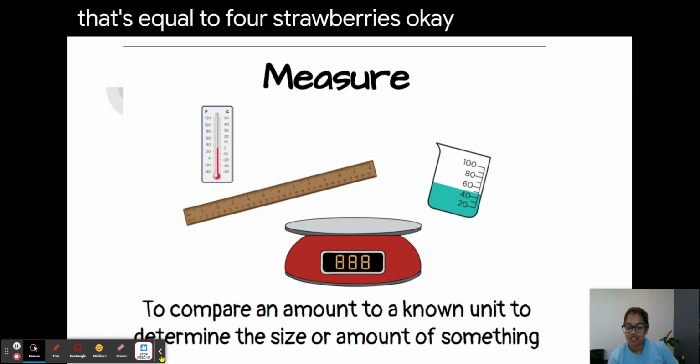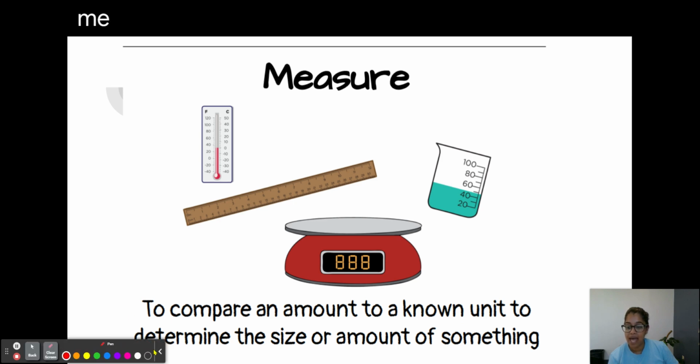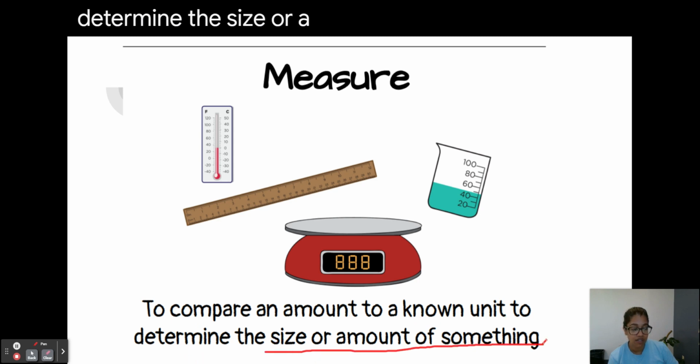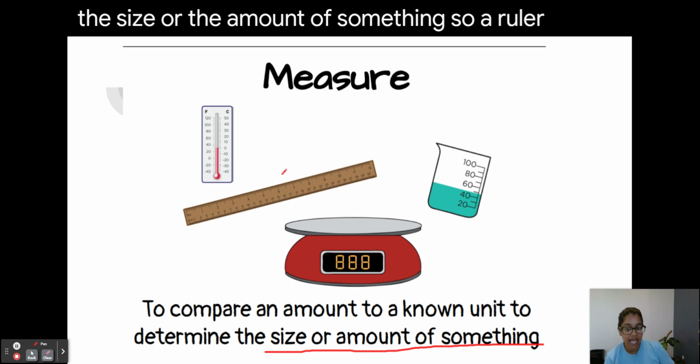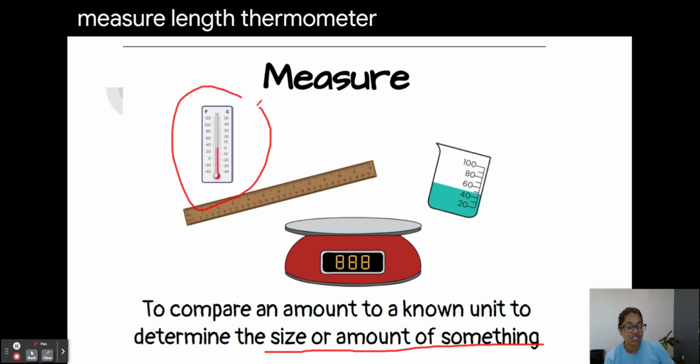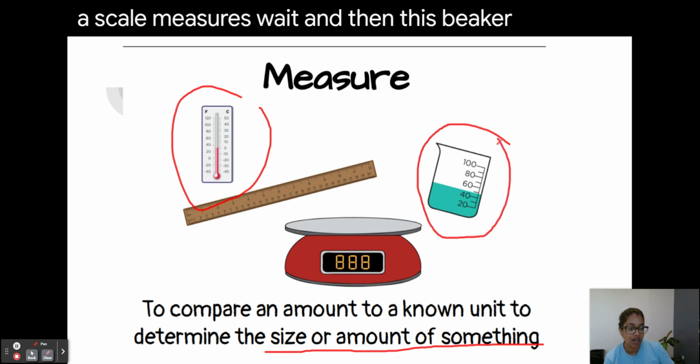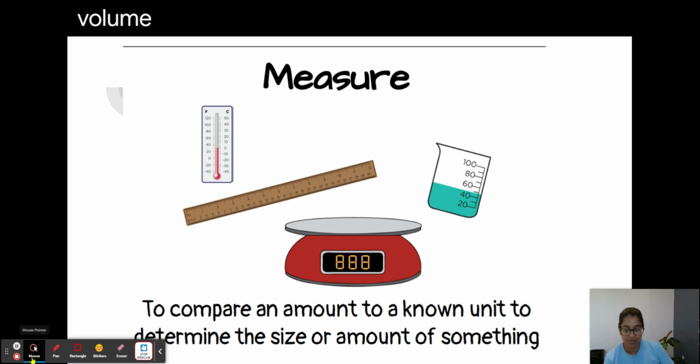Okay, measure. To measure is to compare an amount to a known unit to determine the size or amount of something, right? Whenever we're measuring something, we're trying to figure out the size or the amount of something. So a ruler measures length, a thermometer measures temperature, a scale measures weight, and this beaker measures volume.